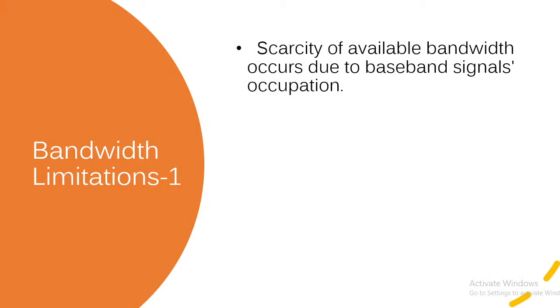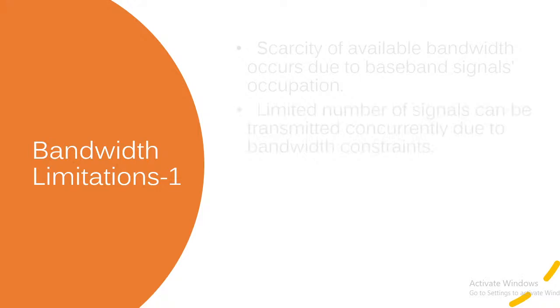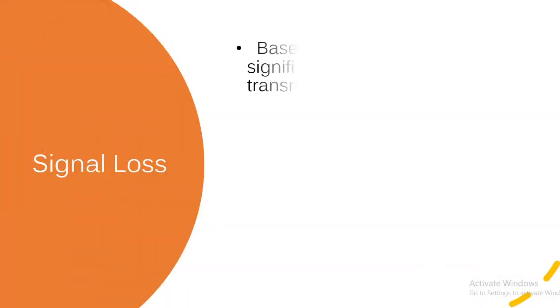Then next is there is scarcity of bandwidth. Since bandwidth is fixed for audio transmission, 0 to 20 kilohertz, you can have only a limited number of signals transmitted simultaneously. Concurrently means simultaneously, because of the bandwidth constraint.